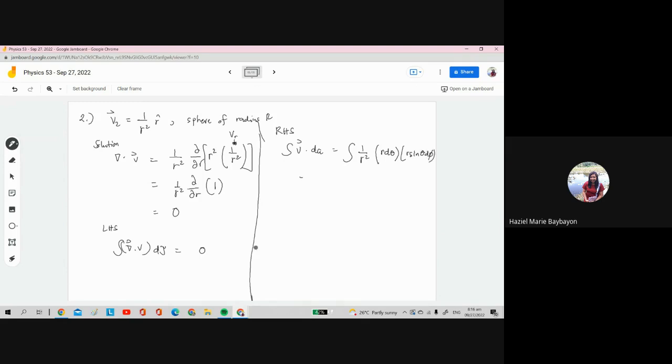Okay, so you have the integral of 1 over r squared times r squared sine theta d theta d phi. So you have the integral of sine theta d theta, and the r squared cancels out. And then another integral for phi. So this one is 0 to pi, and this one is 0 to 2 pi.